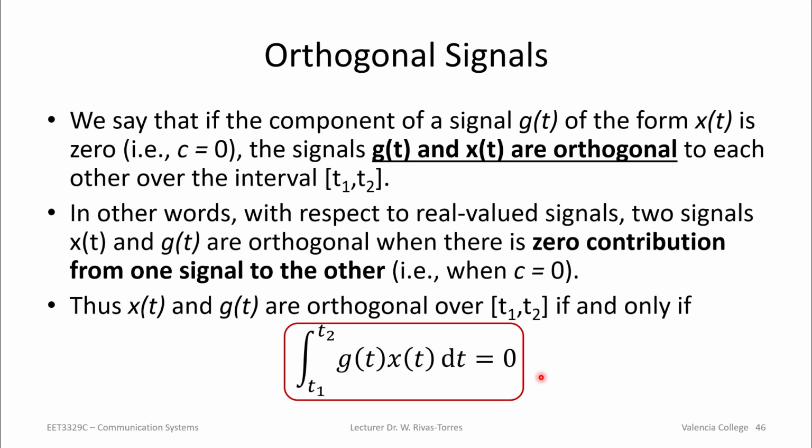Okay, it's easy for us to determine if two signals are orthogonal or not. All we have to do is take the product, integrate over our interval, and if that comes out to be 0, they are orthogonal to each other.